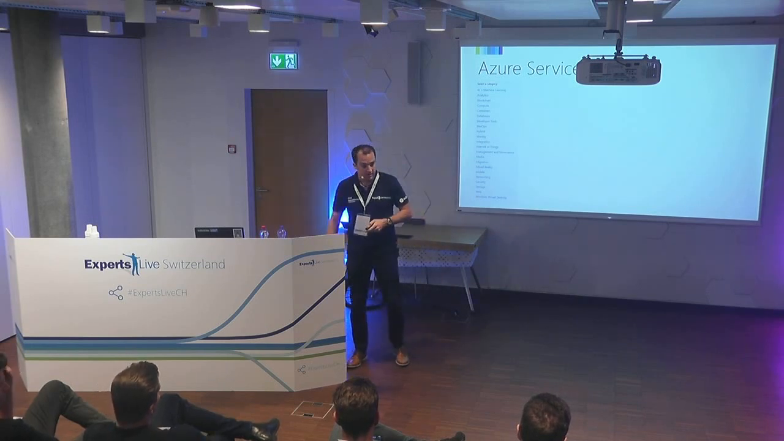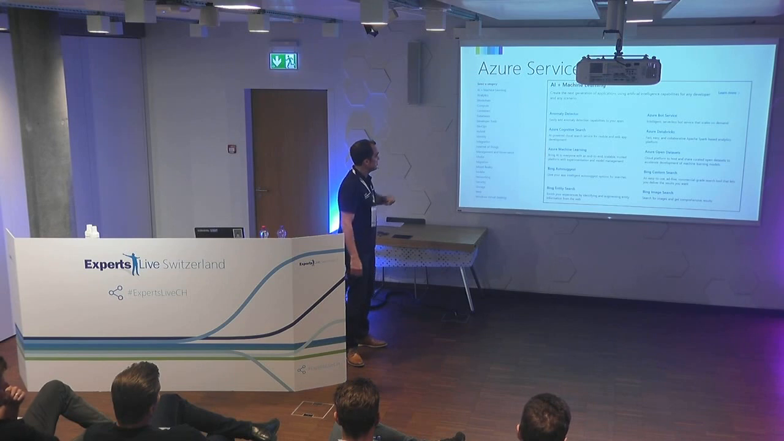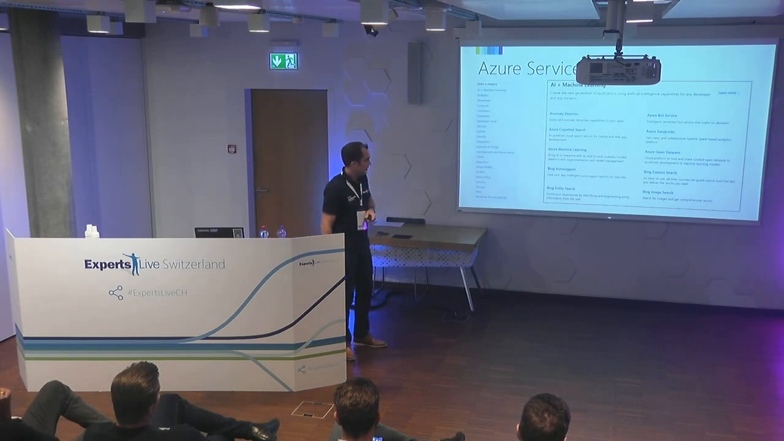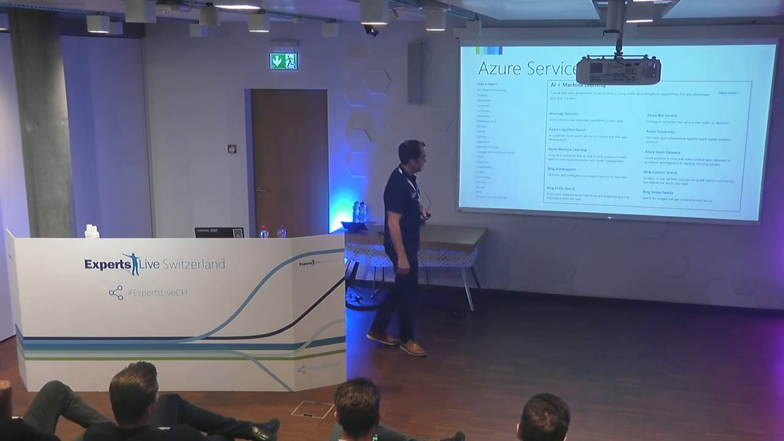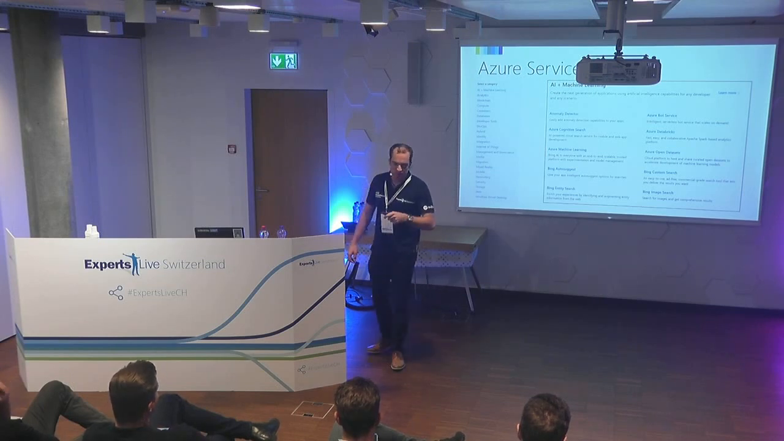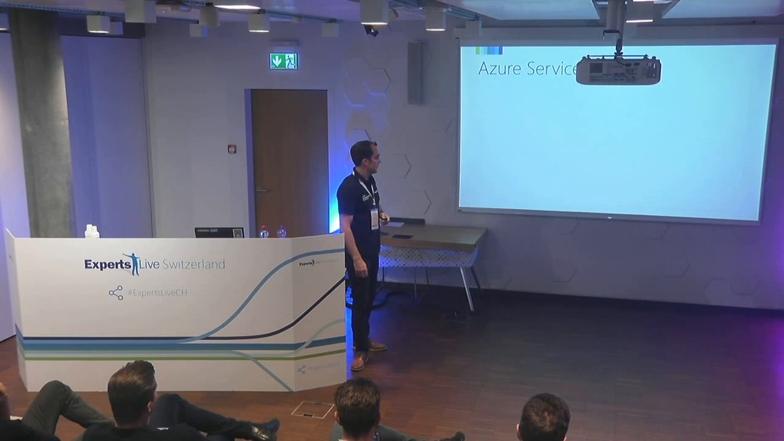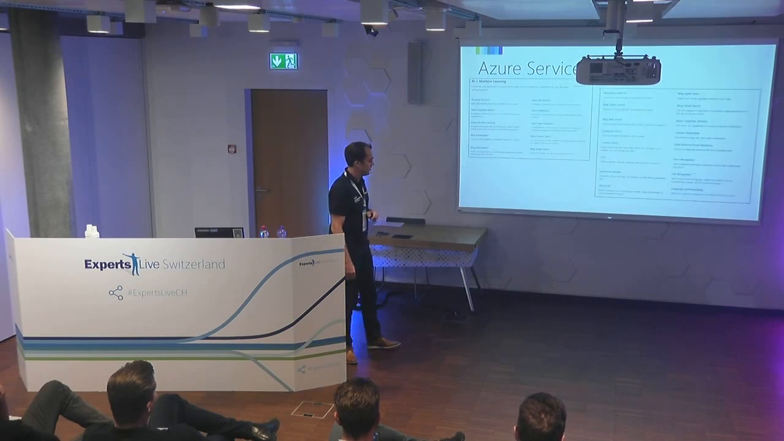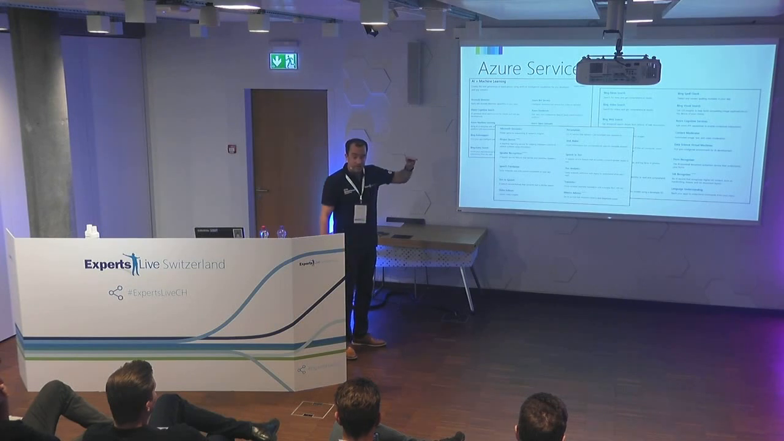Then we start looking at the catalog. This is the first page of AI and machine learning. And it's already like 10, 15 services that are really cool. You can do cool stuff with them. Then you scroll down and notice there's another page. So we have to clean it up a bit. There's one more page. And there's another page. And we're still on the AI part.